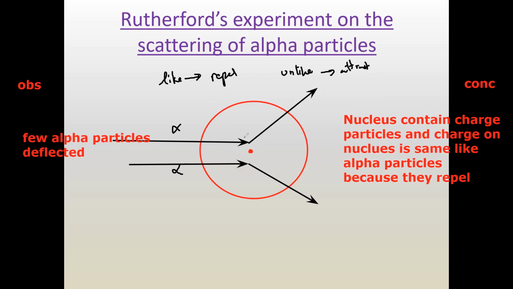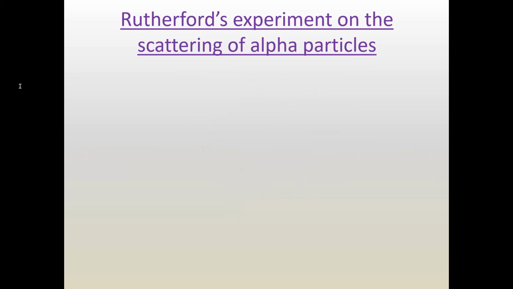So because they are repelling each other, there's a repulsion between the nucleus and the alpha particle. So he said that the charge on the alpha particle is the same as the charge of the nucleus. That's why they're repelling, and due to the repulsion, the alpha particle changes the direction. So this is the second observation and the conclusion. And what about the third one? The observation and the conclusion.